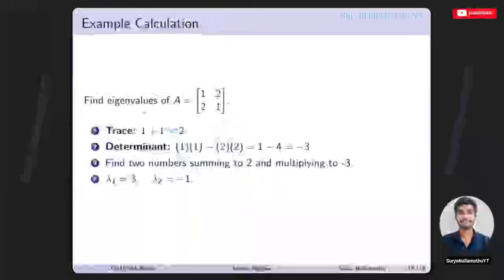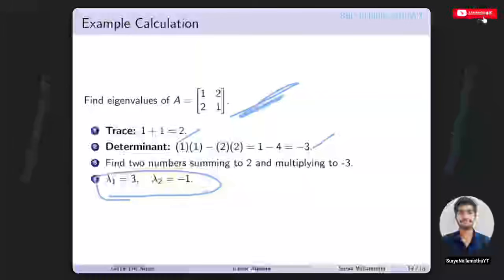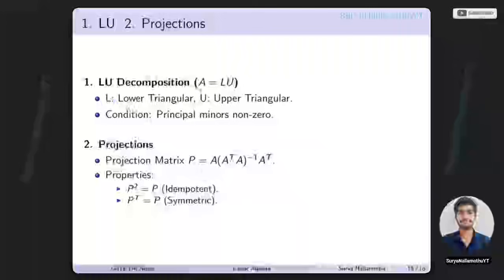Next, for the eigenvalues of A, we need to find the eigenvalues of this. We know that the trace means the sum of the diagonal elements. So 1 plus 1 is nothing but 2. For the determinant, it is nothing but 1 into 1 minus 2 into 2, then you apply that, minus 3. By applying these two, we got the eigenvalues: lambda 1 equal to 3, lambda 2 equal to minus 1. Next, LU.